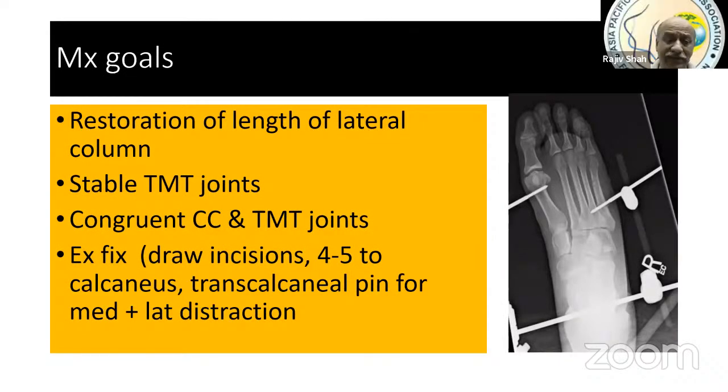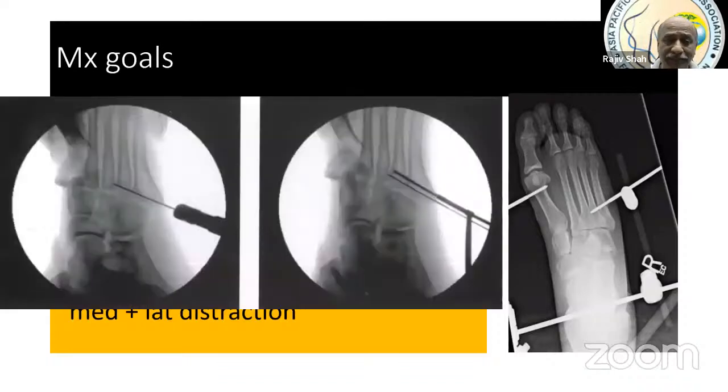So for a cuboid fracture, you need restoration of length of your lateral column. You have to make sure that your TMT joints are stable. You have TMT as well as CC joints congruent. And before putting an X-fix for a cuboid fracture, you should draw your anterolateral approach. You draw your fourth and fifth metatarsals, you draw your calcaneus, and then put in your X-fix. Sometimes you can put in a medial to lateral calcaneal pin, and then over that pin you can put in your medial and lateral distractor.